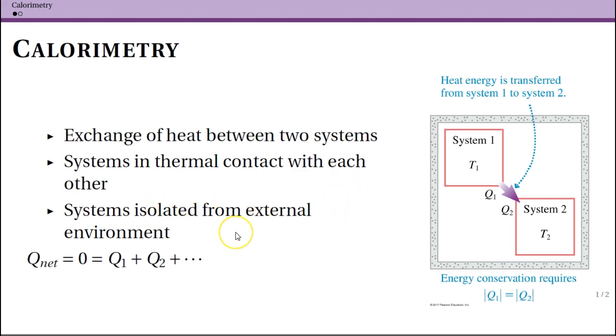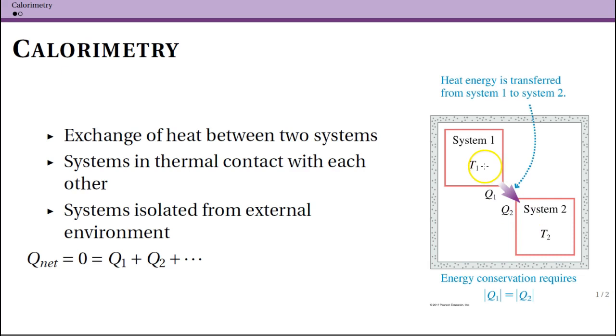Then we isolate the systems from the external environment. And again, in this case, we mean thermally isolated. So that would be making it really well insulated. So what we're doing is making sure that no heat can enter or leave between these systems and the environment. So any heat exchange is only happening between these systems.